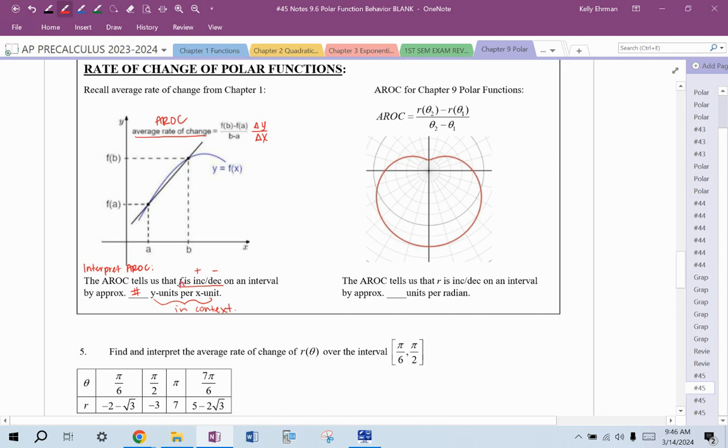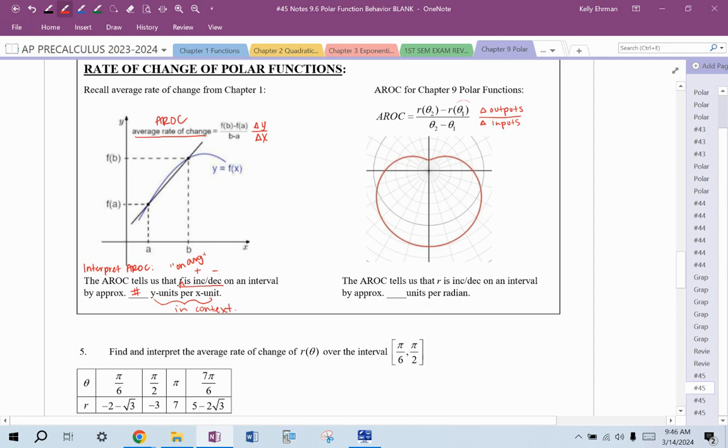Oh, always on average. What about when we have a polar function? It's not just finding the slope of a secant line between two values, but it is sort of the same setup. We're saying, okay, the average rate of change would still be r of theta 2 minus r of theta 1. That's still the change in the outputs. I would rather say it like that instead of change in y, over the change in the inputs. All right.